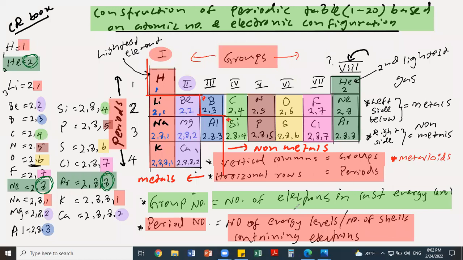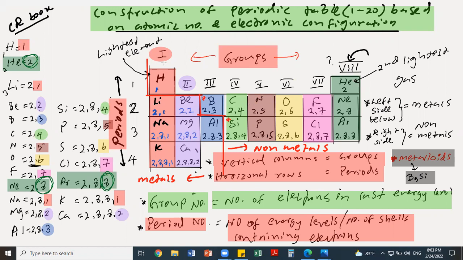What is the meaning of metalloids? Metalloids show both metallic and non-metallic properties. I'll put a star right here. There are two metalloids, that is boron and silicon. B is boron, Si is silicon. These are the two metalloids. Why are they called metalloids? Because they show both metallic and non-metallic properties. Metalloids are found between metals and non-metals, in the middle of the periodic table.